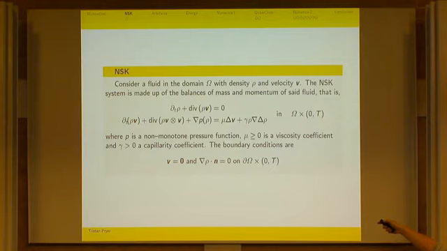The density is rho, the velocity is v. Mu here is my diffusion parameter, and gamma is my capillarity coefficient. Gamma, it turns out, tells us how thick the interfacial layer is at the end of the day. And we deal with the case where we've got these boundary conditions: the velocity vanishes and the normal derivative of the density goes away.